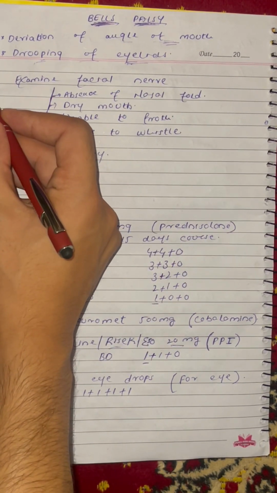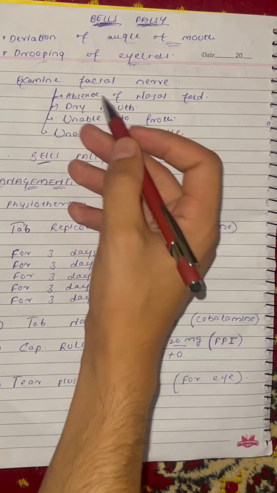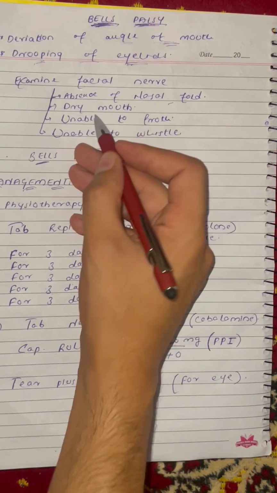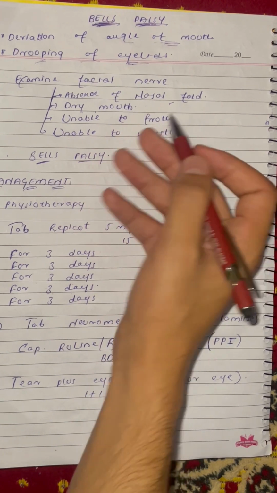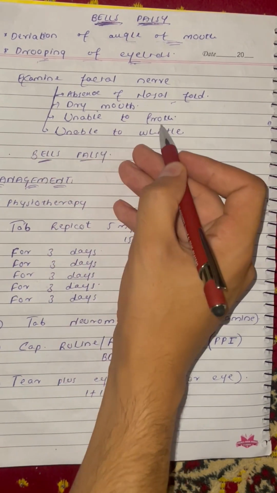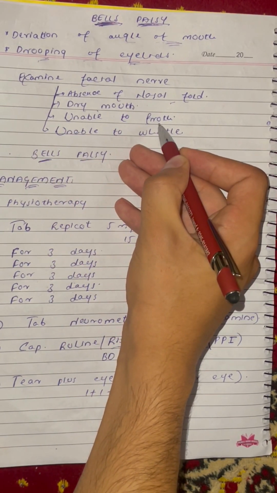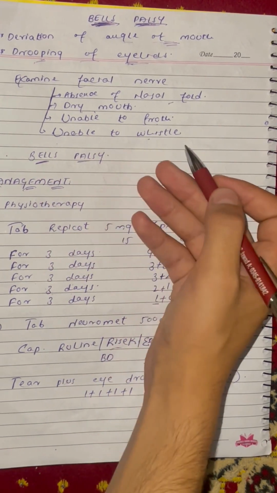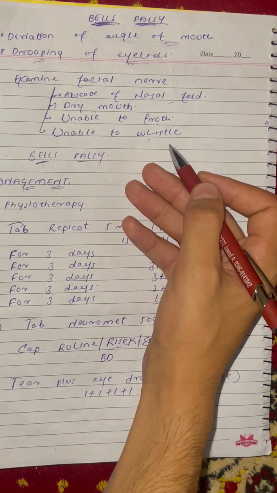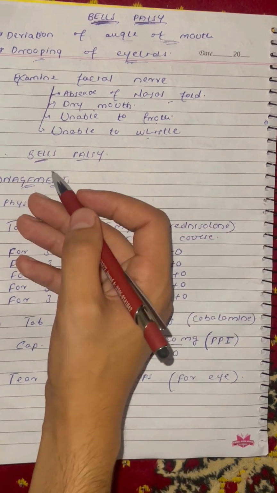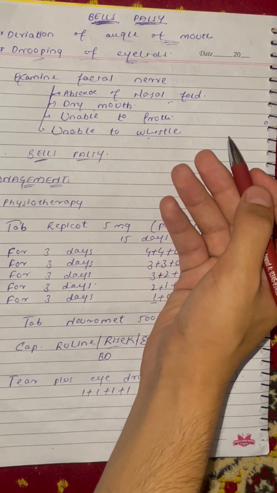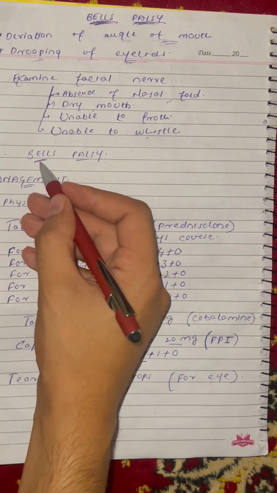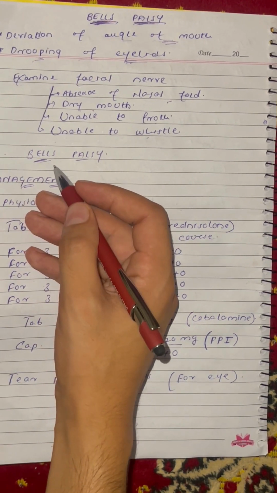Then I will examine the patient, and while examining, I will see that there is absence of the nasolabial fold, dry mouth, which is xerostomia. The patient will be unable to frown or produce wrinkles in his forehead, and the patient will be unable to whistle because his orbicularis oris muscle doesn't work properly, right? Due to irregular supply of the facial nerve. So I will diagnose this patient as a Bell's palsy patient.